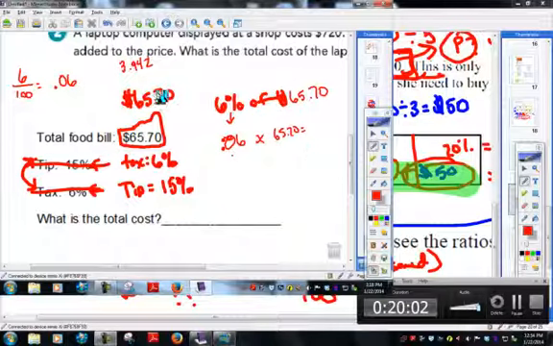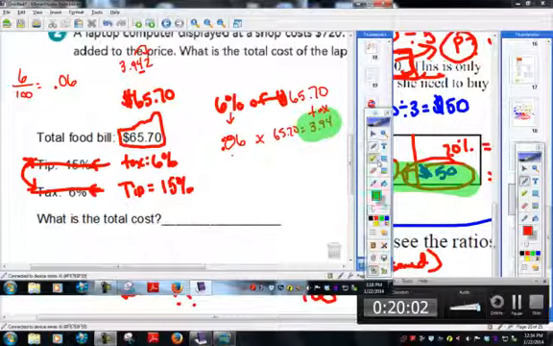Remember, we always round our money to the nearest pennies. Pennies are the hundredths here. So we look, is that closer to 394 or 395? That would equal $3.94. That amount right there is my tax. That's my tax amount.